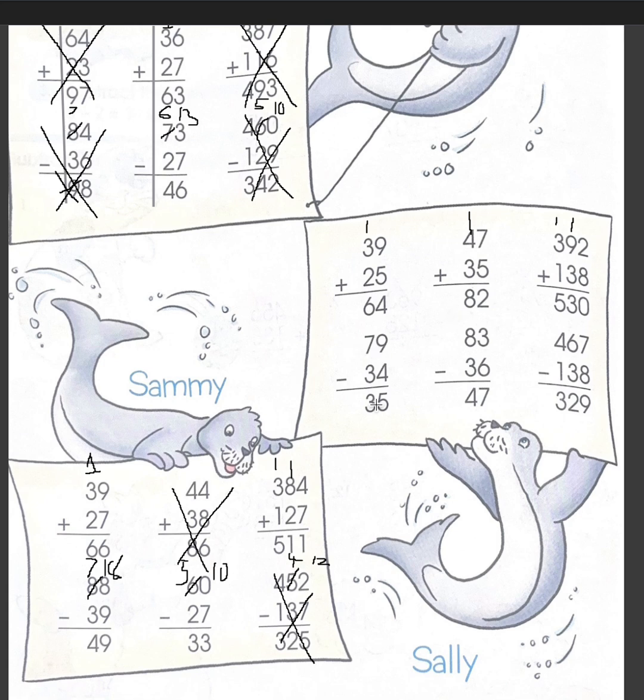Then there's 79 minus 34. 9 minus 4 is 5. But 7 minus 3 isn't 3, it's 4. So this is incorrect.